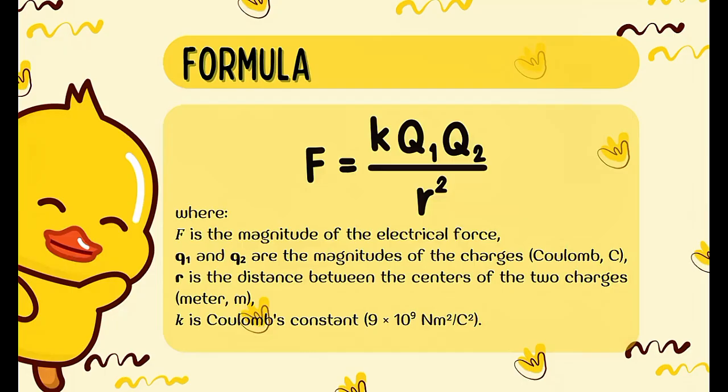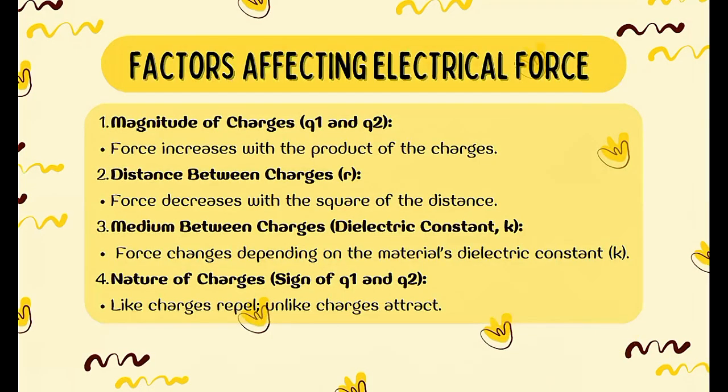And lastly, we have our K, or the Coulomb's constant. This is a fixed value used in the formula to calculate electrostatic force. K equals 9 times 10 raised to 9 N m squared over C squared. It can also be written as 8.99 or 8.88 in some lectures. So now, let's focus on the factors that affect the electrical force and how they influence its magnitude.